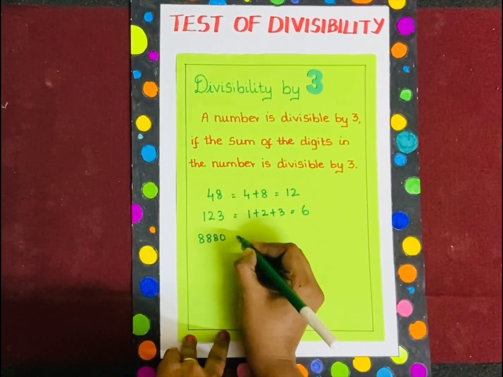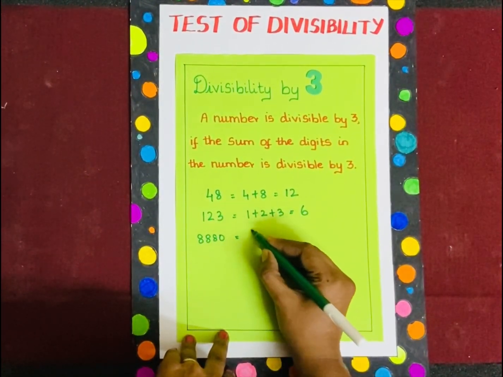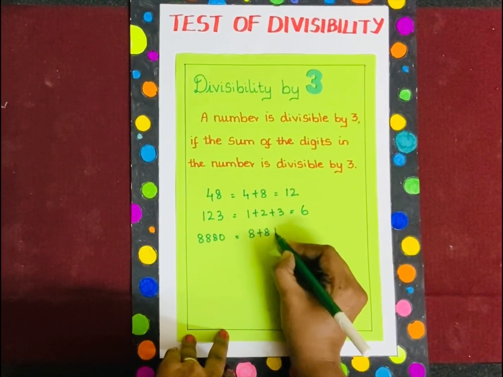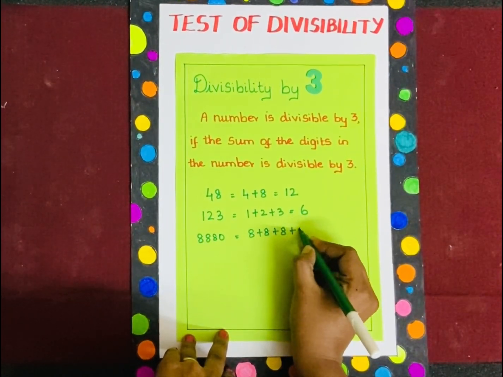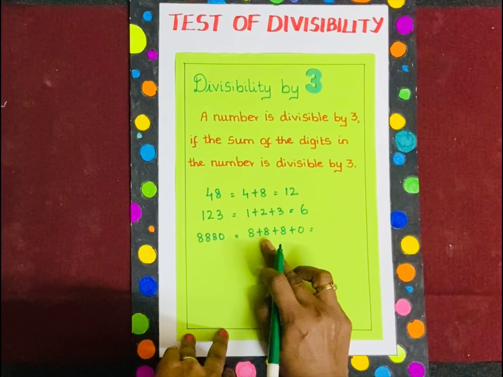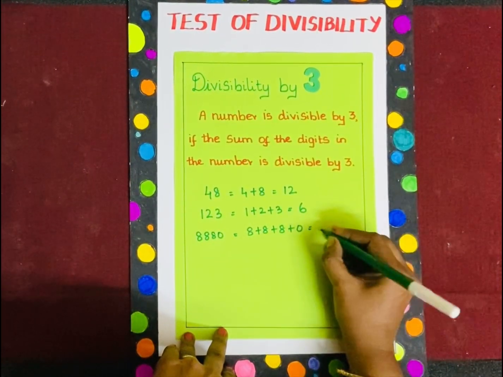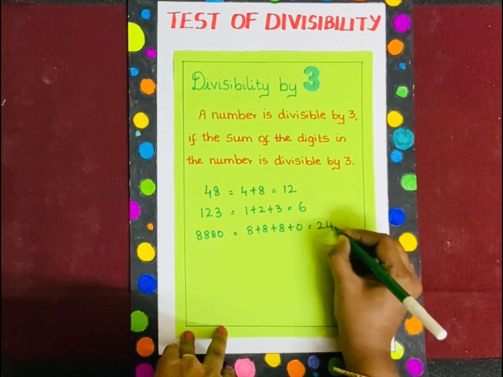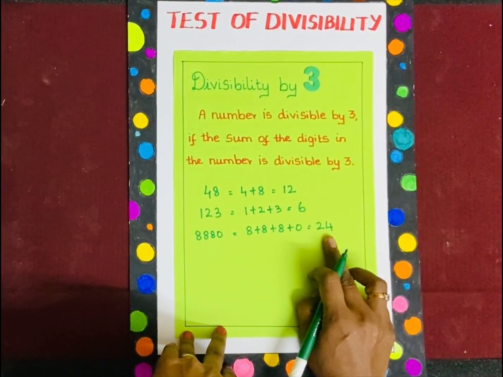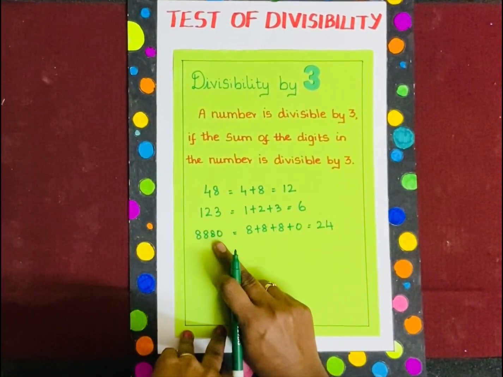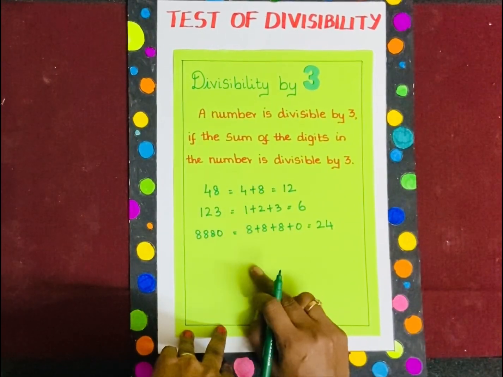8,880. So we have to add the 4 numbers. 8 plus 8 plus 8 plus 0. 8 plus 8, 16. 16 plus 8, 24. 24 plus 0, 24. So 24. In 3 tables, 24 will come. So 8,880 is divisible by 3.